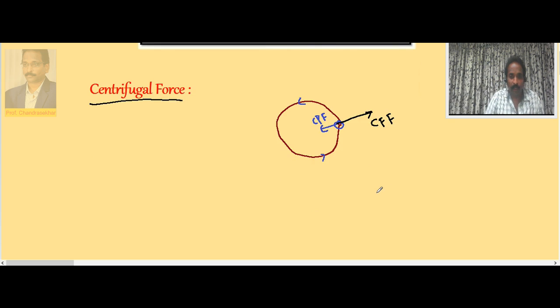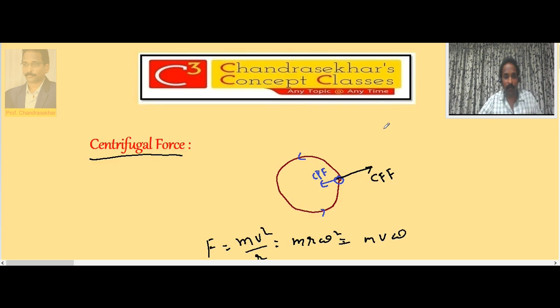The value of the centrifugal force is also equal to centripetal force. So mv square by r, or m r omega square, or m v omega. So it is equal and opposite to centripetal force. So it is the force acting on the body away from the center.